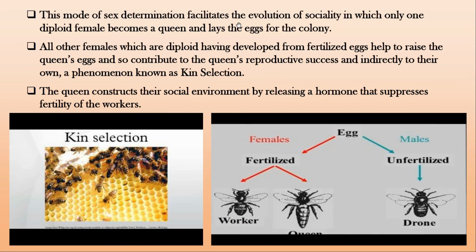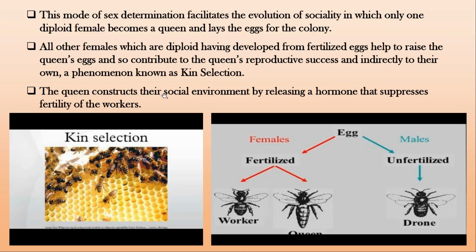This mode of sex determination facilitates the evolution of sociality, in which only one diploid female becomes the queen and lays the eggs for the colony. All the other females, which are diploid, having developed from fertilized eggs, help to raise the queen's eggs and so contribute to the queen's reproductive success and indirectly to their own success, a phenomenon known as kin selection.